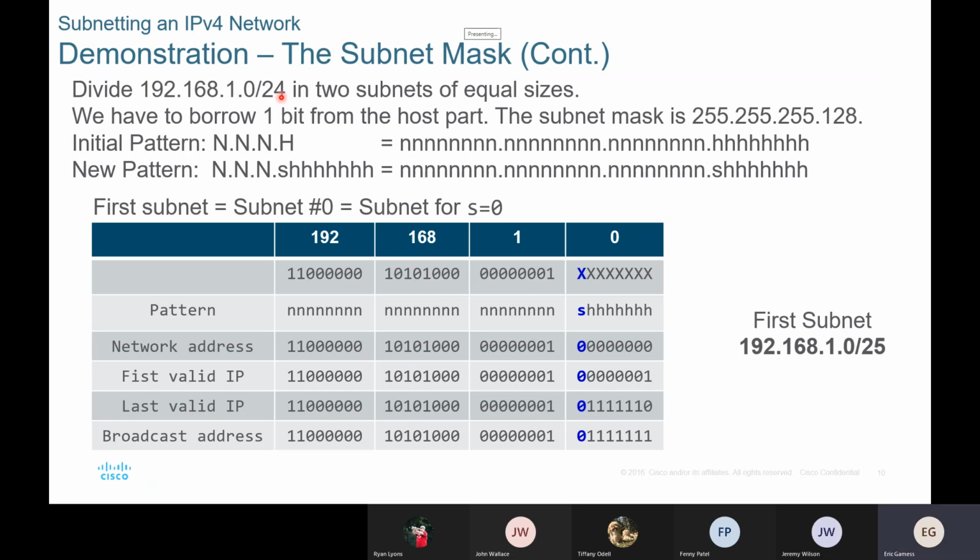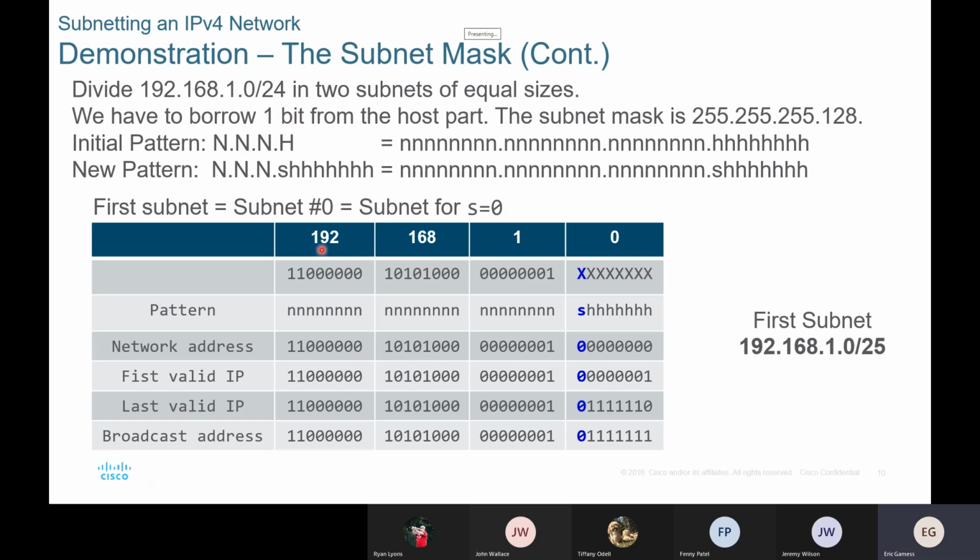Now, if I'm going to split these 256 IP addresses into subnetworks of the same size, each of the two subnetworks must have 128 IP addresses, isn't it? Because if you divide 256 by 2, it will give you 128. So look what will happen. If I want to create two subnets, I need to borrow just one bit.